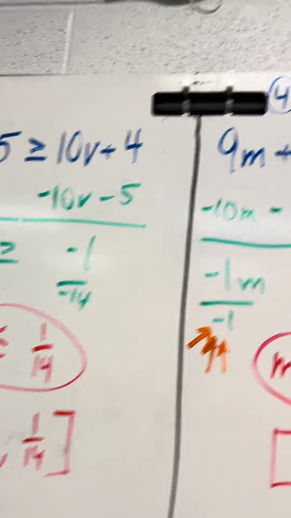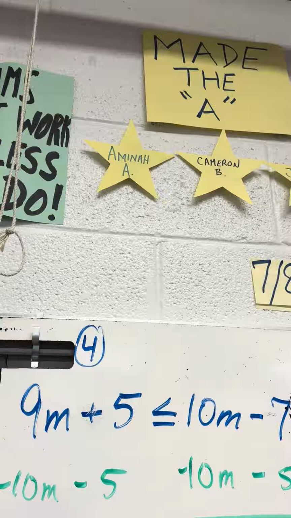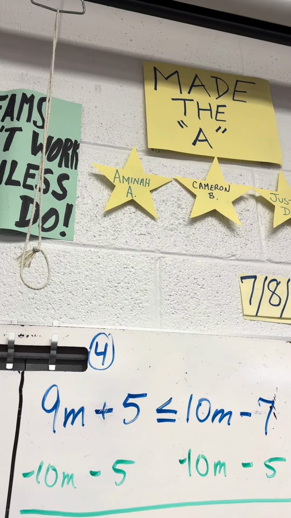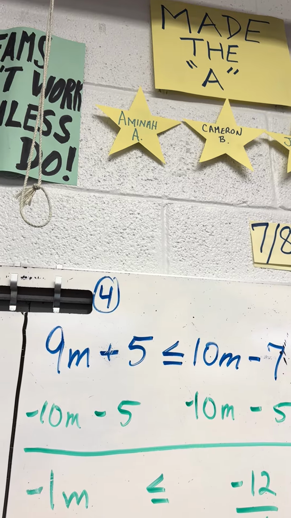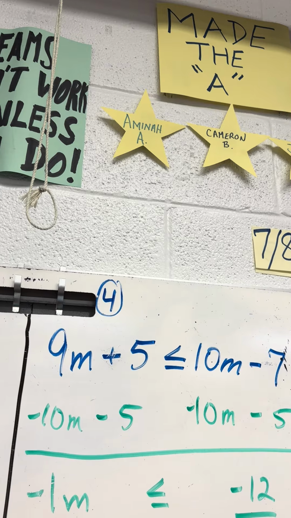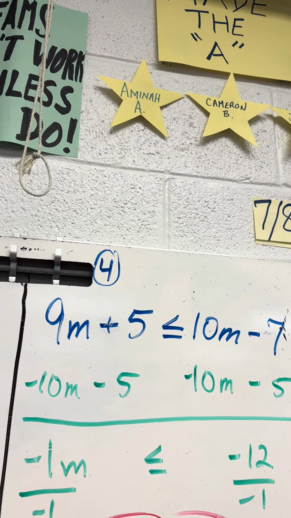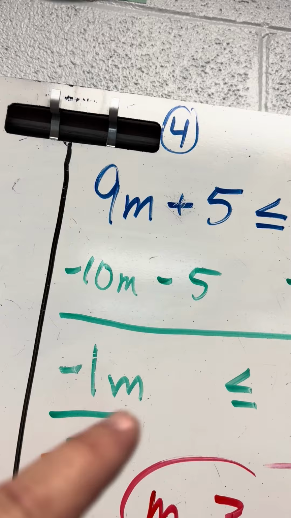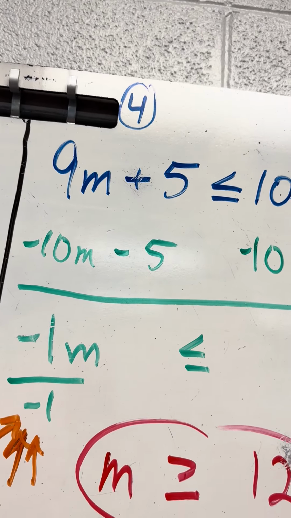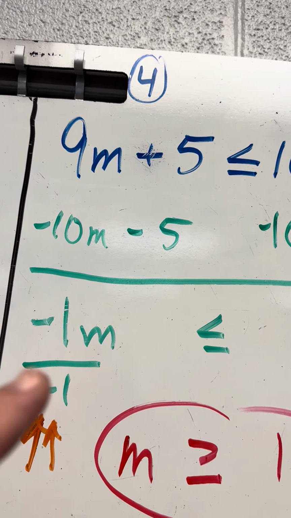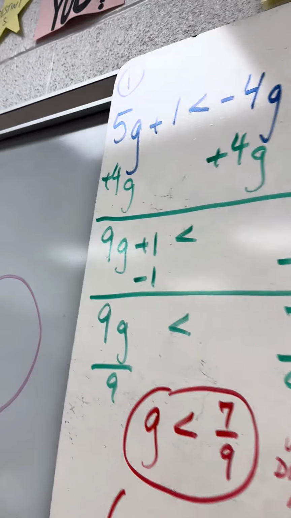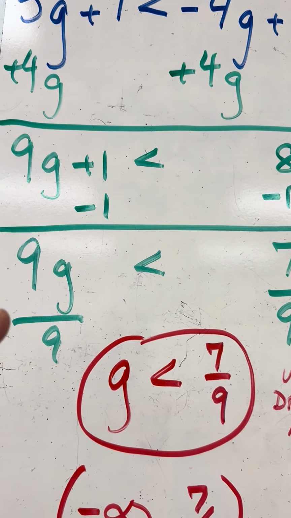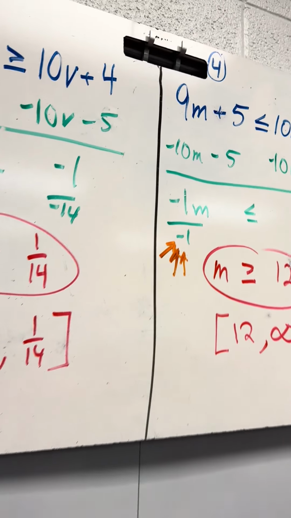All right. Over here, I'm going to minus 10m from both sides. While I'm at it, I'm going to go ahead and add 5 to both sides. I'm going to get negative 1m is less than or equal to negative 12. Divide by negative 1. Warning, divide by a negative. When you divide by a negative, that guy flips. Only when you divide by a negative, by the way. If you don't divide by a negative, like over here, we divided by a positive, there's no flipping. We didn't divide by a negative. Only when you divide by a negative does it flip.